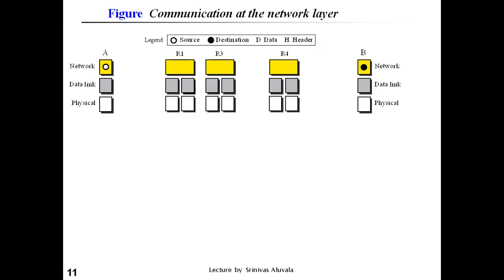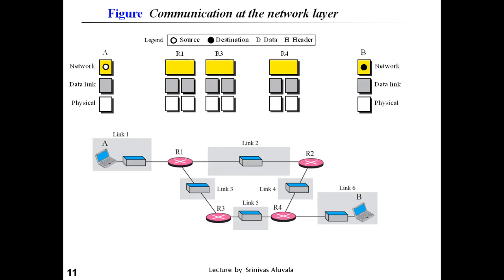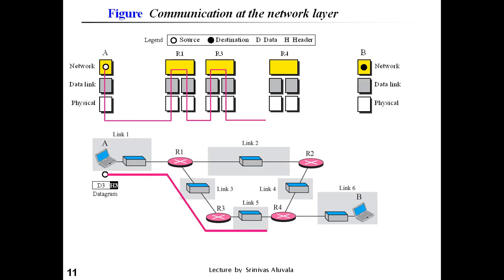And here we see how the communication is done at the network layer. The data packet starts from the sender and moves to the destination, that is B the receiver here, starting at the network layer of the sender and reaching the network layer of the receiver, passing through all the intermediate nodes which are available on the way to the destination.